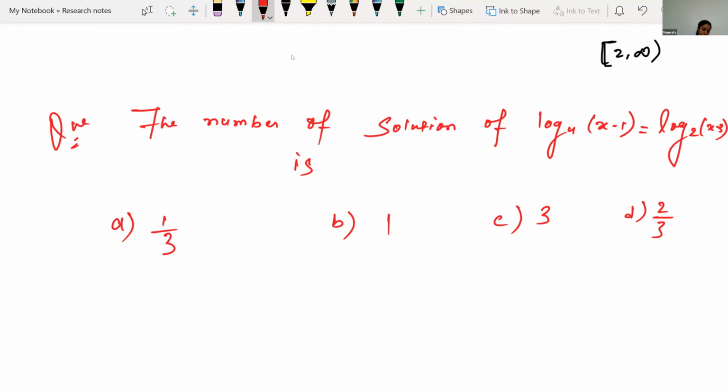Let me check whether the question is this one only or not. Okay, ma'am. Log(4x - 1) is equal to log 2(x - 3).